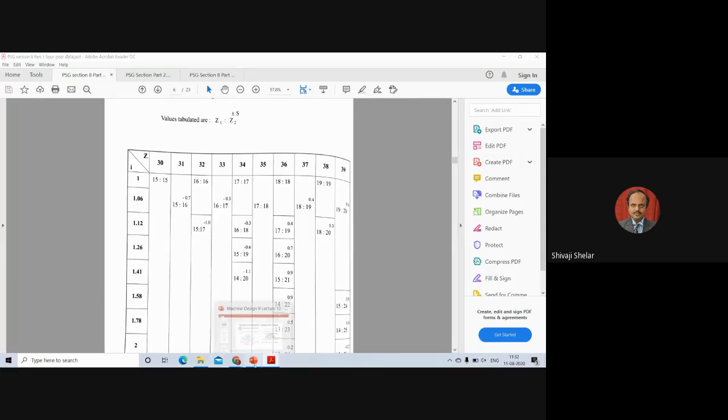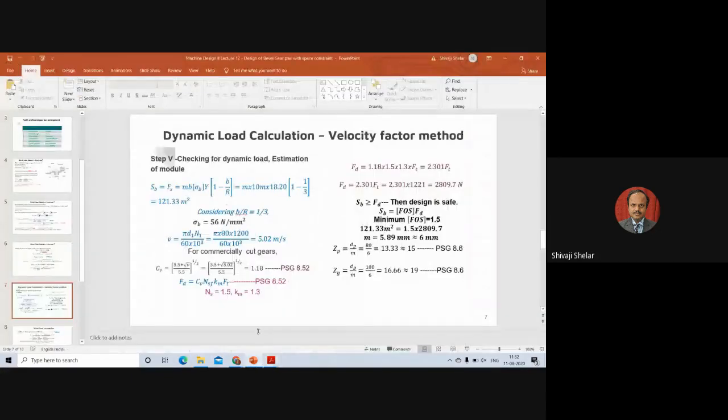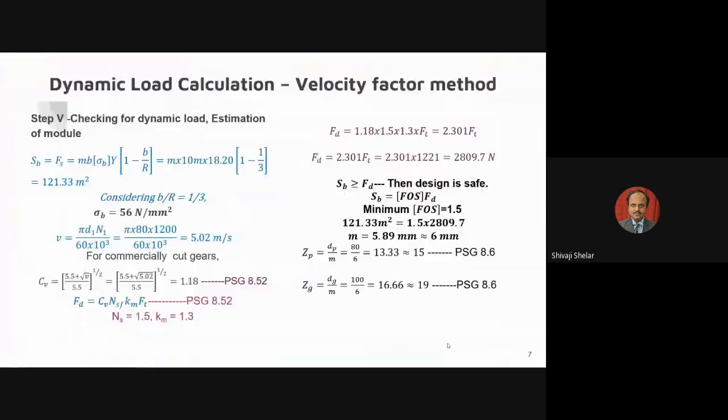So in our design calculation, if you go here, we have selected this value as 15 here, which is minimum from page 8.6, and the corresponding pair value is 19. So even though 17 is okay here, since we have selected 15 here, to maintain that ratio of 1.25 or 1.26, we need to select 19.